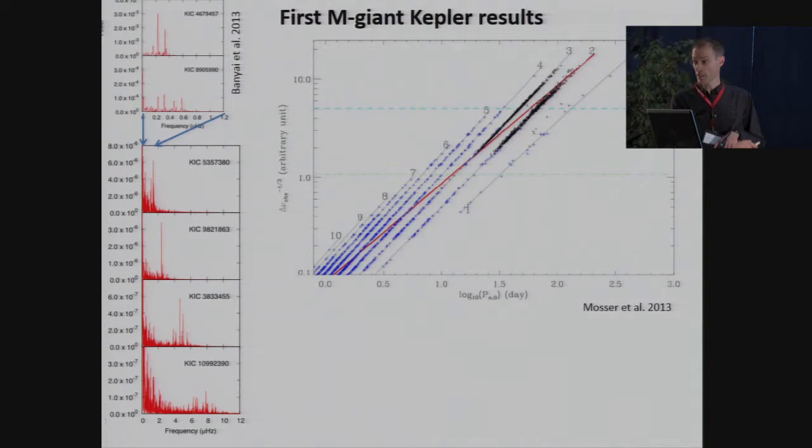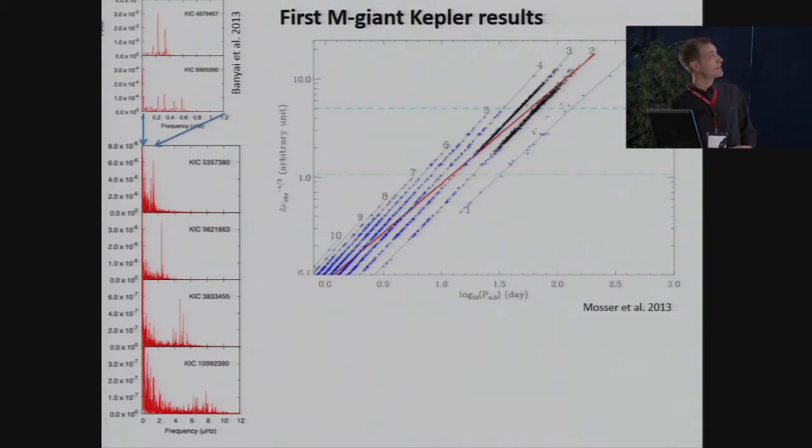So on the left, we clearly see excess power from the power spectra of red giants that go below 10 microhertz and all the way up, and even frequencies below 1 microhertz. So we are really in M giant territory here, and we can clearly see individual modes.